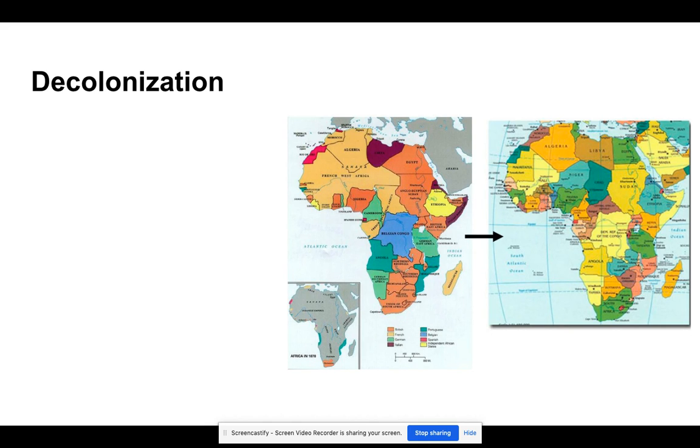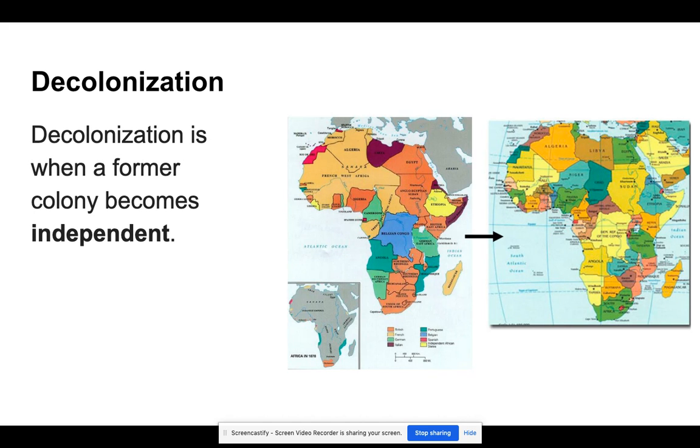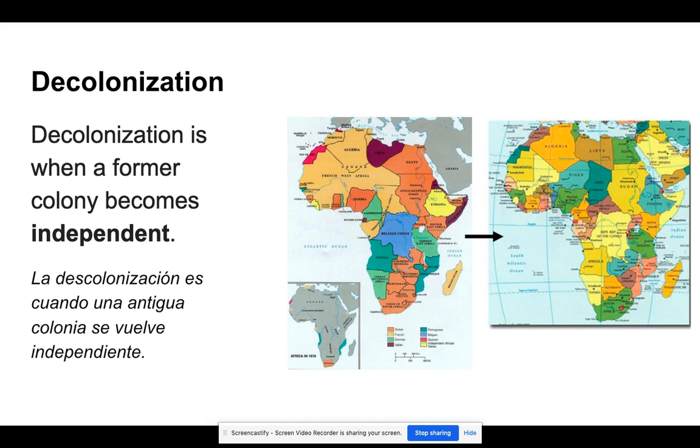All right, let's go over some vocab words. Decolonization. What do you think that word means? Right, so decolonization is when a former colony becomes independent. So if you're still not sure what that word is, please make sure to write this down in your vocab. Decolonization is when a former colony becomes independent.